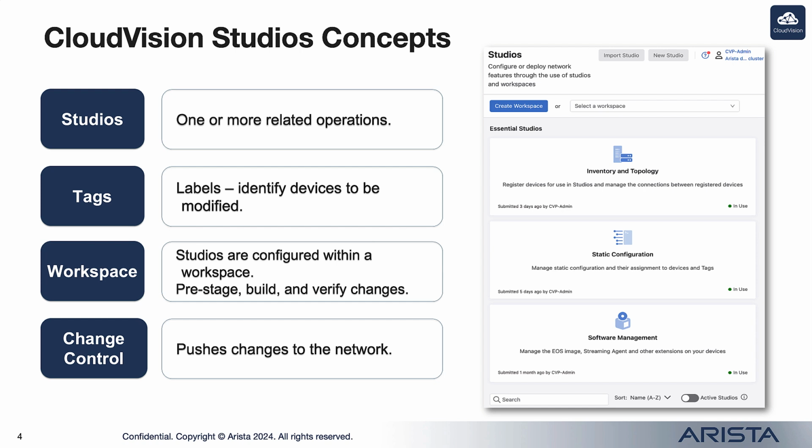One or more studios are configured within a workspace, which pre-stages the configuration. Reviewing the workspace builds the configuration and checks for errors. After any errors are resolved, the workspace is submitted as a change control, which pushes the changes to the network.